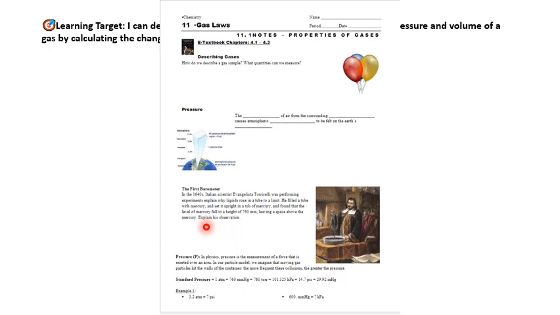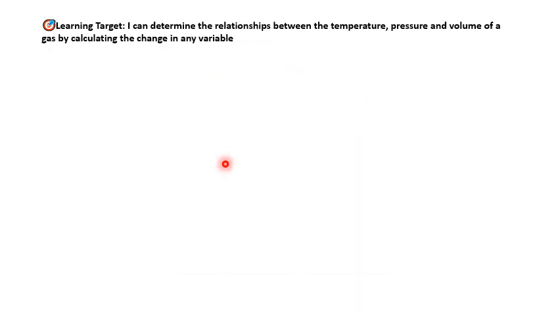So we started with this packet that you see right here on this screen. We did that earlier this week. Now we're going to focus on the next part of this that deals with Boyle's and Charles's Law. As you can see here, we're going to focus on the relationships between temperature, pressure, and volume by using different formulas that help us with this.